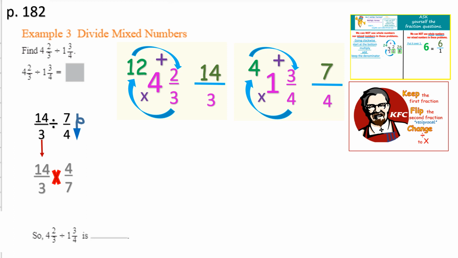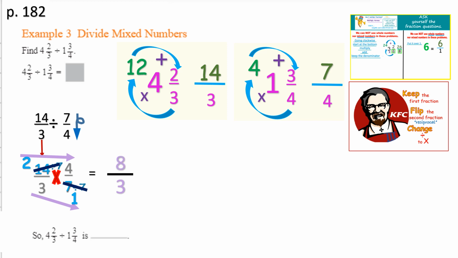I check to see if there's anything I can cross reduce. 3 and 4 can't, but 14 and 7 can. 7 will go into both of them, so I want to reduce by 7. 14 divided by 7 is 2, and 7 divided by 7 is 1. So now I'm left with just simply multiplying across.